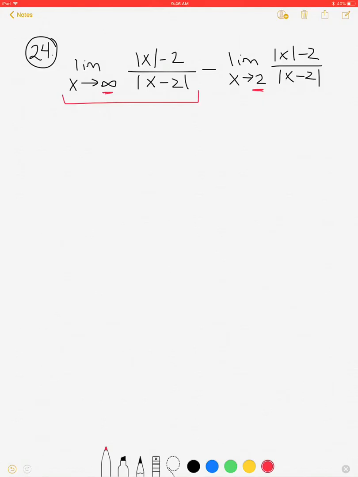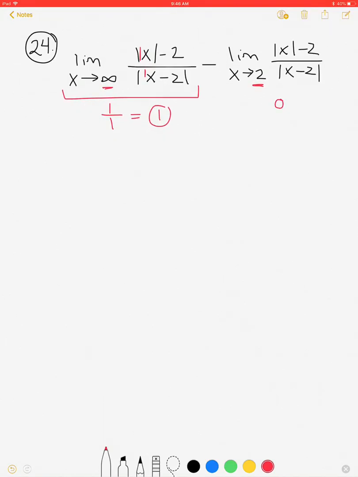All right, so let's look at the first part. That's an end behavior, so we can look at the exponents. Well, the exponent in the numerator is the same as the exponent in the denominator, so we're going to take the ratio of the coefficients. The coefficient of x on top is 1, x on the bottom is 1. So that's 1 over 1, which equals 1. Right, so the first limit is just 1.